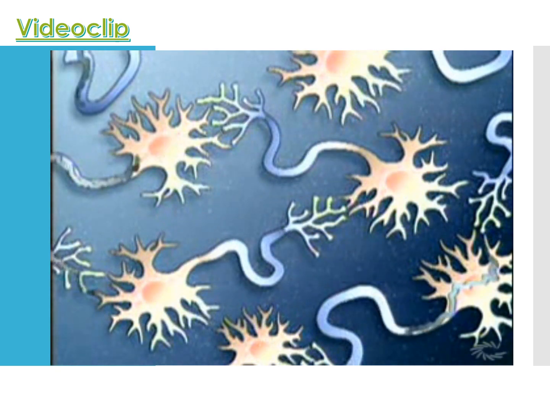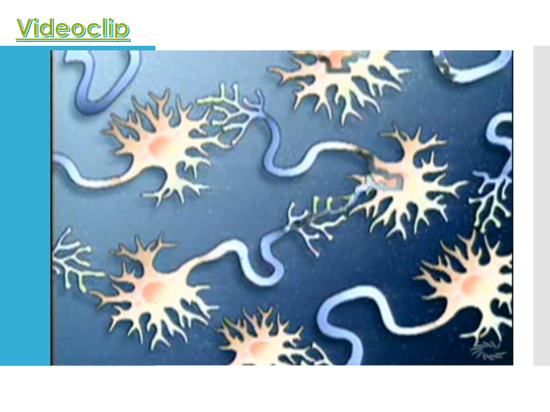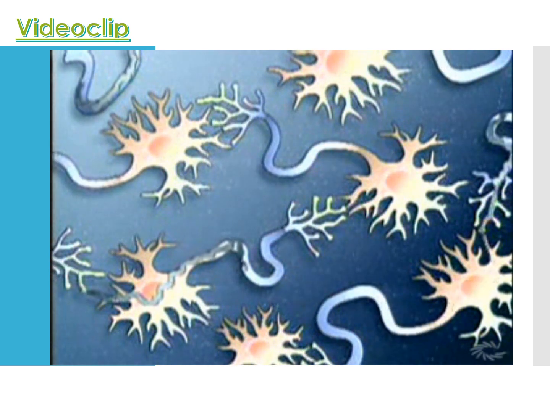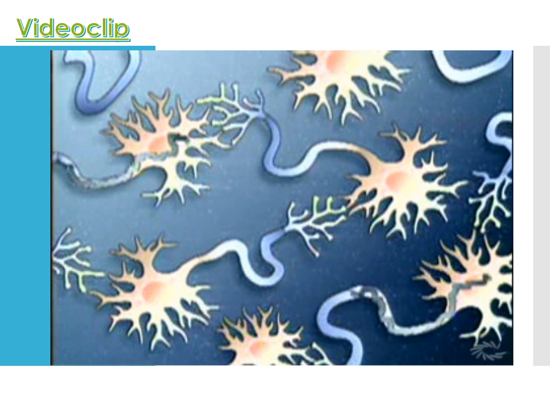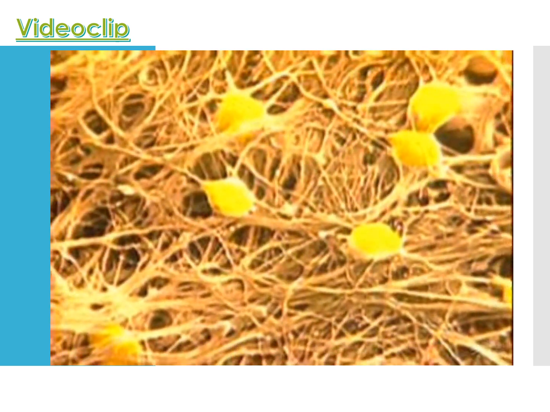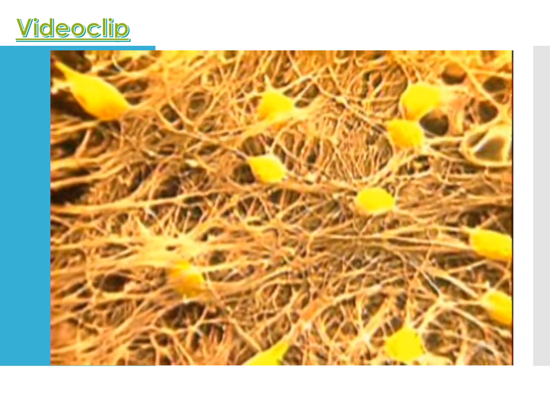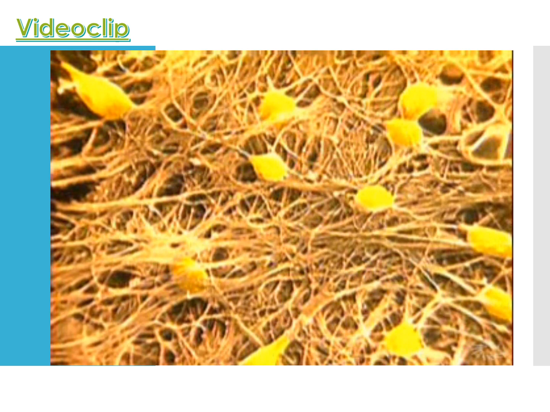Signals race from the dendrite of one cell through the cell body and along the axon. At the end of the axon, the signal is picked up by the dendrite of another nerve cell. Together, the billions of nerve cells in the body form an intricate communications network that makes possible our thoughts and senses.